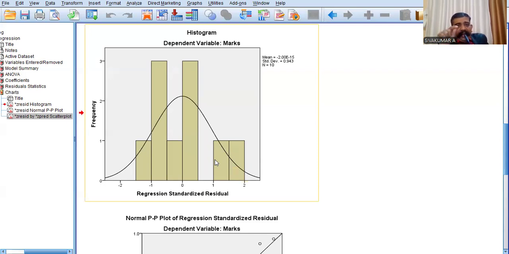In the output, you can see a line there. This is a bell-shaped line. A histogram does not show a 100% bell-shaped picture, but we can assume to some extent, that is the key phrase. To some extent it shows a bell-shaped picture, then we can assume normality.